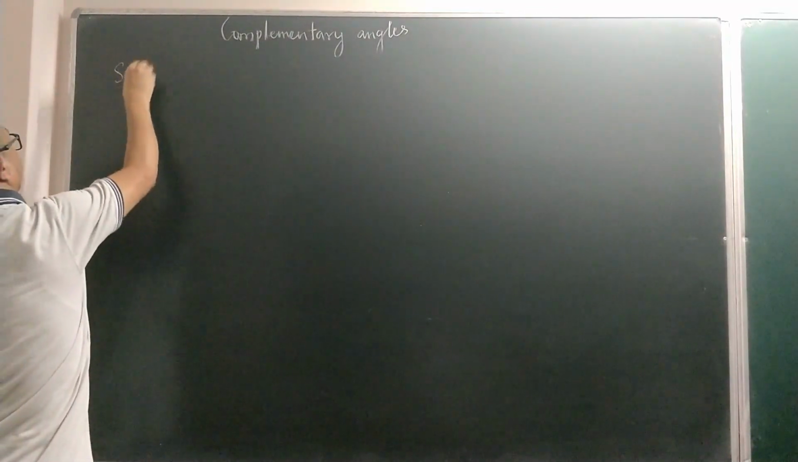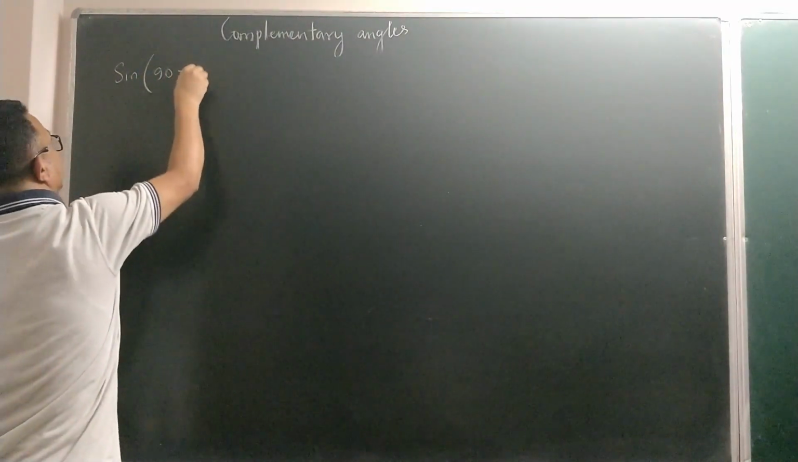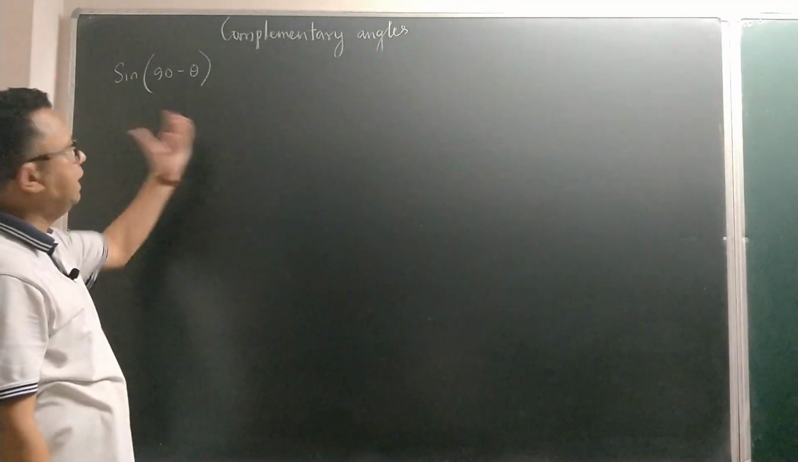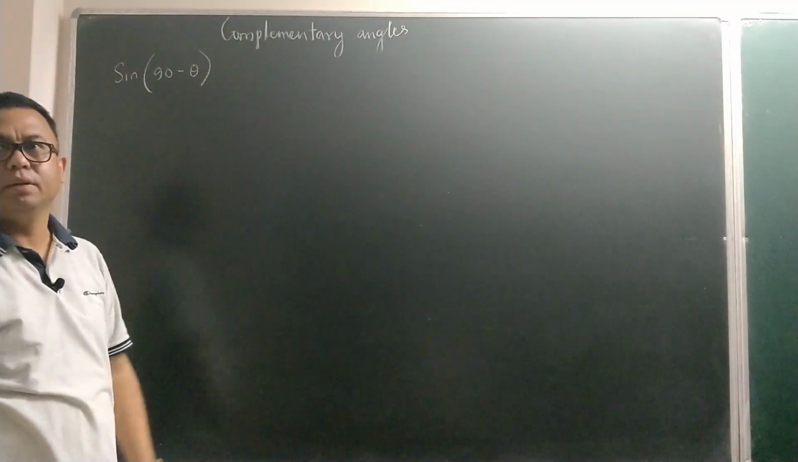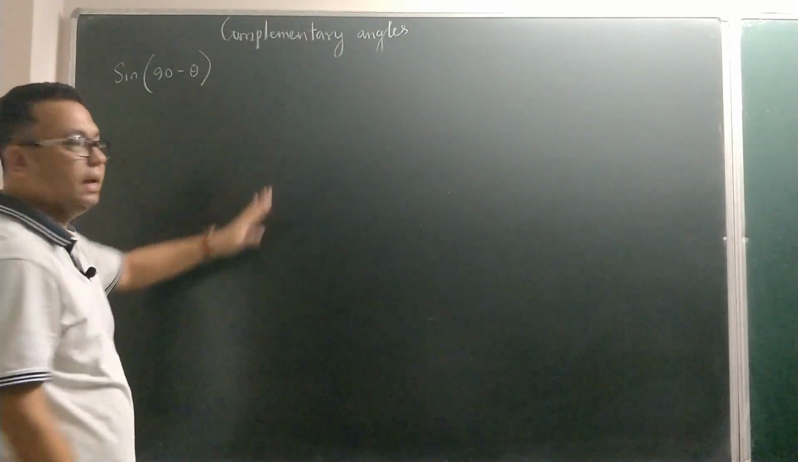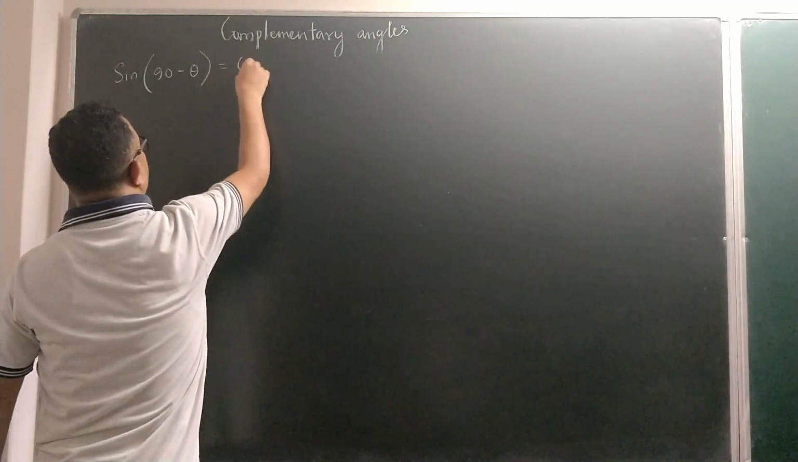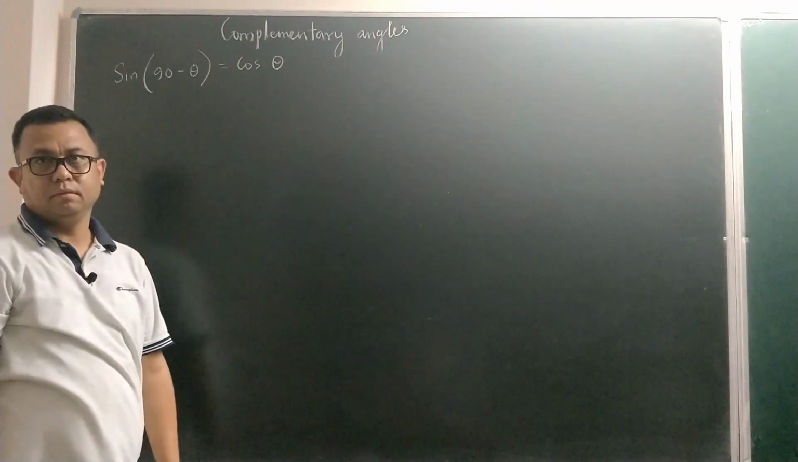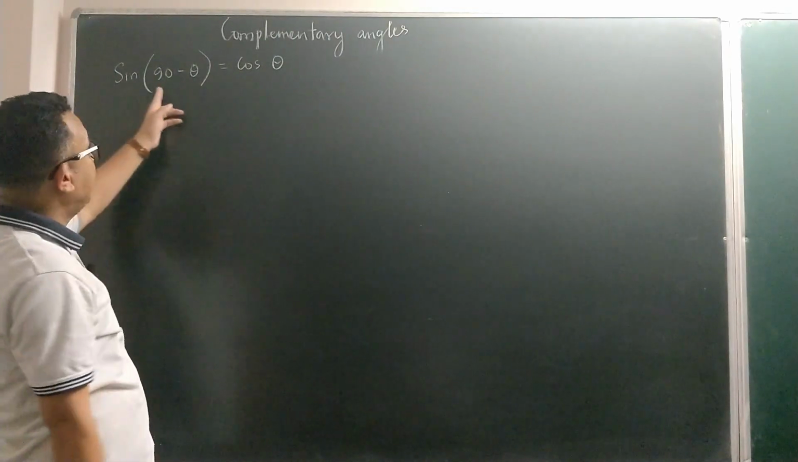Sine 90 minus theta. If you like you can take it as theta. Theta is any angle, but this angle is acute. Acute means less than 90. Sine 90 minus any angle is always equal to cos of that angle. Sine 90 minus theta equals cos theta.